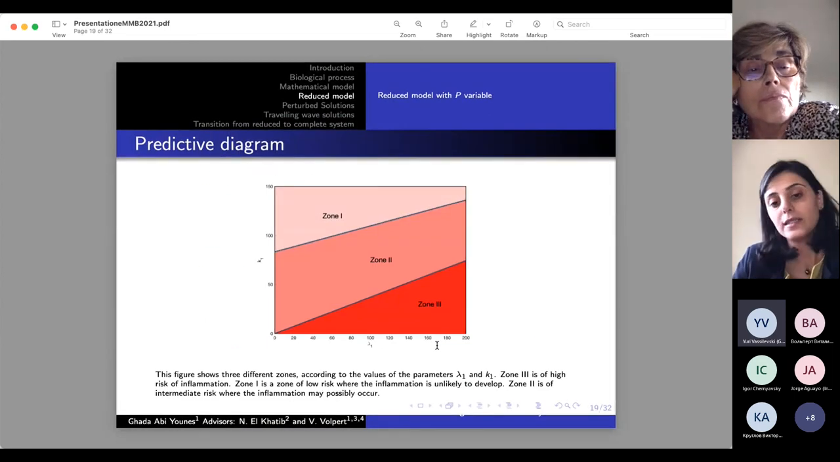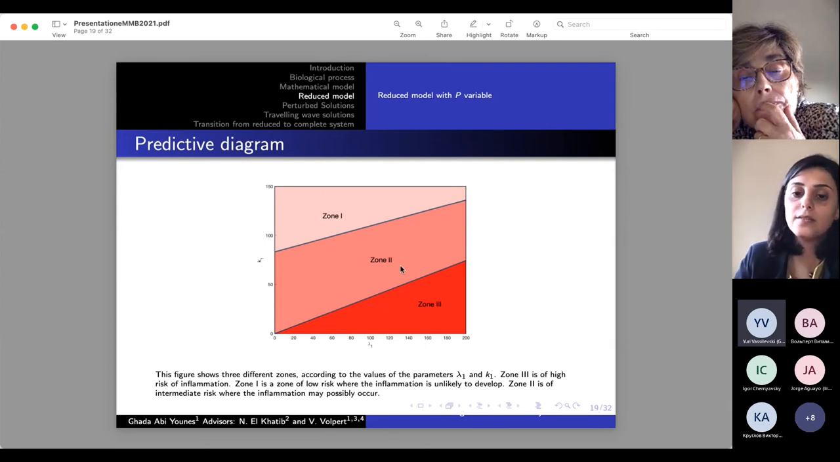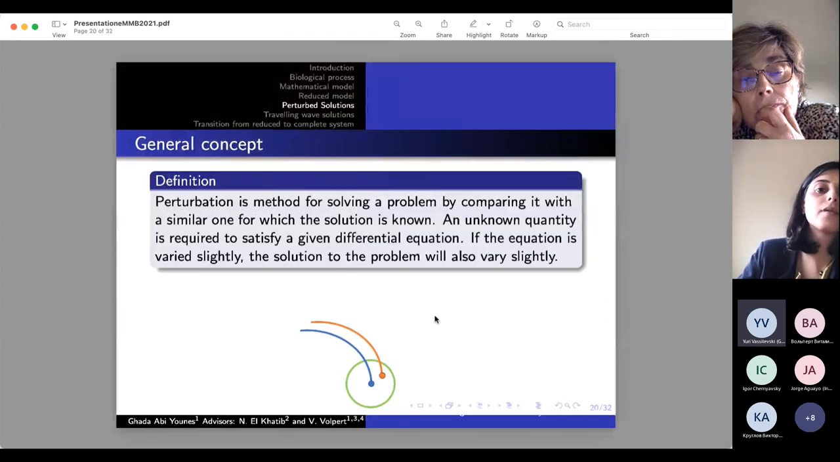Now here we collected some data from the literature and we could elaborate this predictive diagram. It is given according to the values of lambda 1, which denotes the LDL penetration to the intima, and K1, which denotes the effect of the endothelial permeability regulators. Here we can see three different zones. The first zone is a zone of no risk, where we reach only the point E1. The second zone is an intermediate risk zone where we may reach either E1 or E2. And zone 3, where of course we are going to reach the inflammatory state, E2.